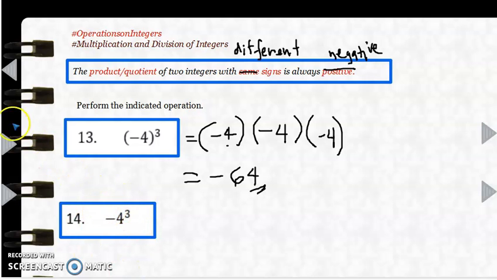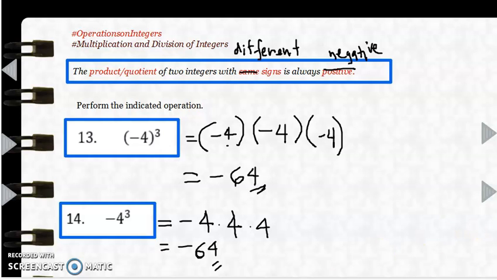For number 14, it implies that the negative sign is not part of the base that will be raised to the third power. So the negative sign will just be left as a negative sign there, and 4 will be used three times as a factor. So we have negative of 4 times 4 times 4. And since you only have one negative sign, then the resulting sign will be negative, and 4 times 4 is 16 times 4 is 64. So we have the same result but different given.